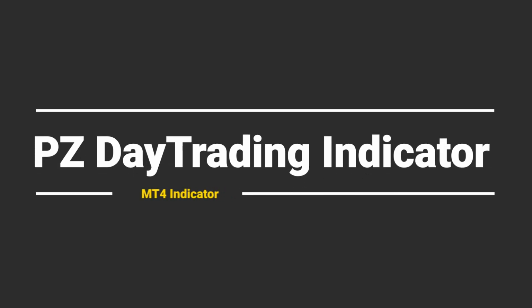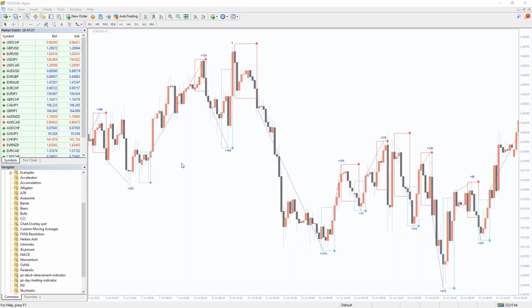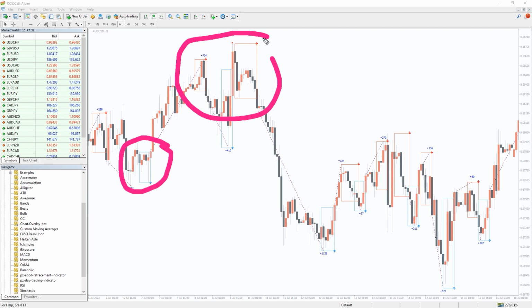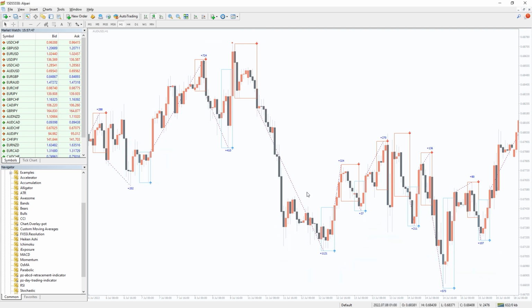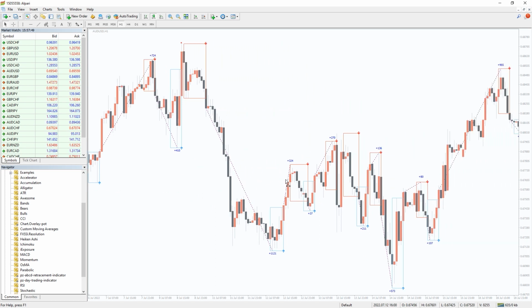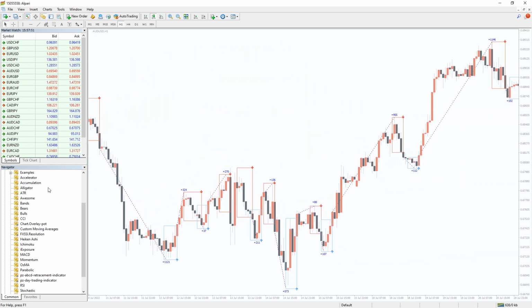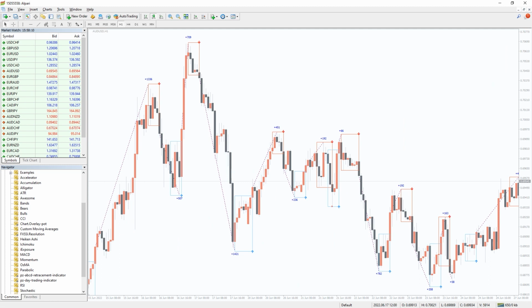So how to trade with the PZ day trading indicator? As you can see on the chart, the indicator shows the bullish and bearish rectangles in blue and red respectively. Additionally, the indicator displays the buy and sell arrow trading signals in blue and red. Furthermore, the analysis of winning trades, losing trades and the average profits of these signals are shown in white.